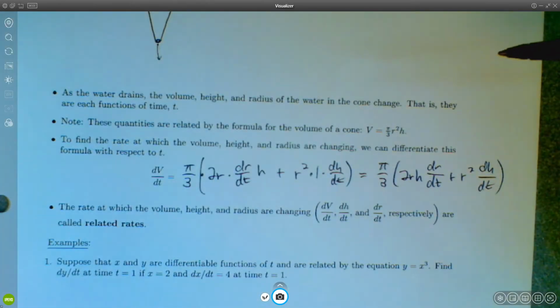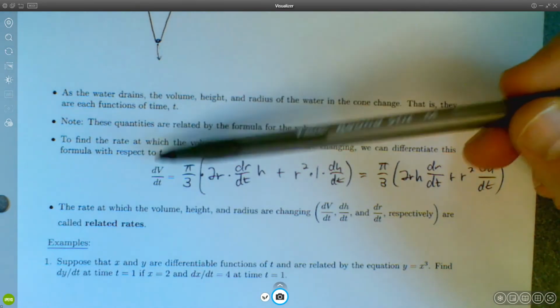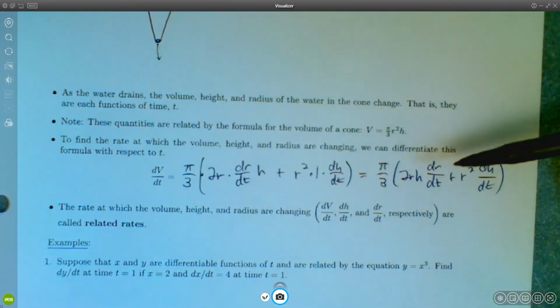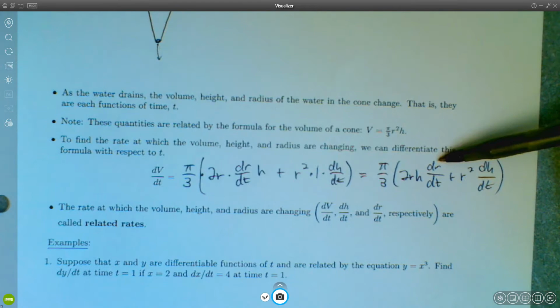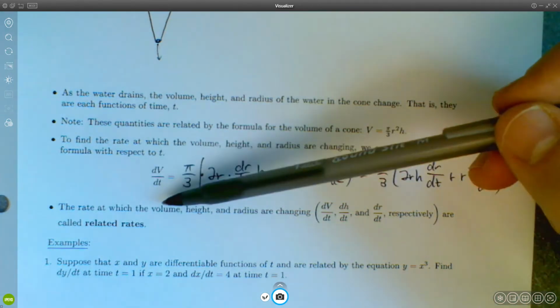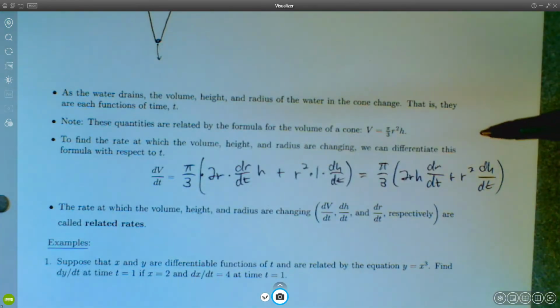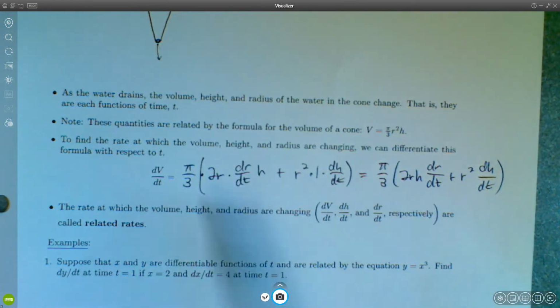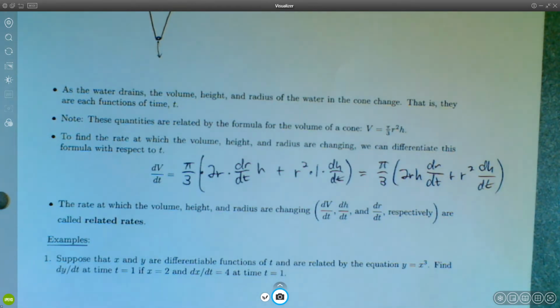Now, these quantities, dV/dt, dh/dt, dr/dt, represent the rate at which the volume, height, and radius are changing. And they're related via this formula right here, and so we call them related rates. So we're going to look at some related rates problems. The first example I want to look at is just to make sure that we understand the mathematics, but then we'll look at some actual scenarios.